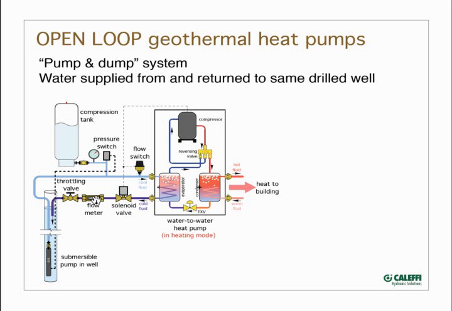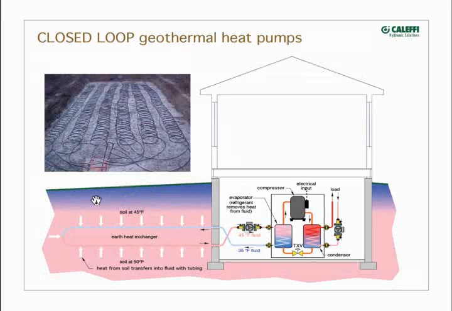Now, getting away from that, we go to closed loop. This is, again, where we have buried piping. And here's an example of what's called a slinky earth loop field. Each one of those slinky circuits is rated for about 1 ton worth of heat pump. So that's about a 6-ton slinky field you're looking at. We have the buried earth loop. We come into the building, and basically we have a circulator that pumps it through the heat pump.